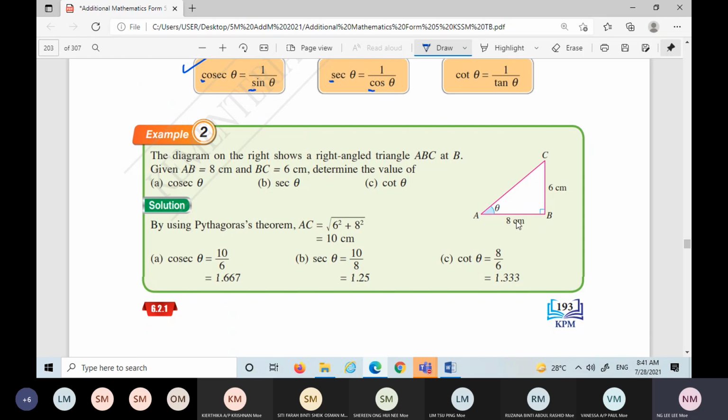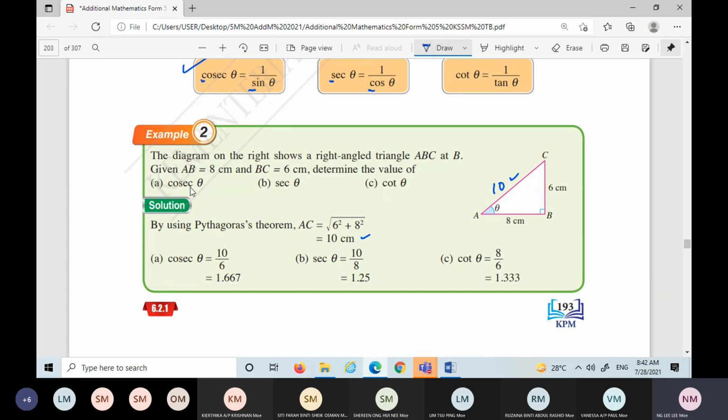Before that, because you need this side also, you use the Pythagoras theorem to find this side. So x squared equals 8 squared plus 6 squared, and then square root. So you get 10. This is the answer for AC.